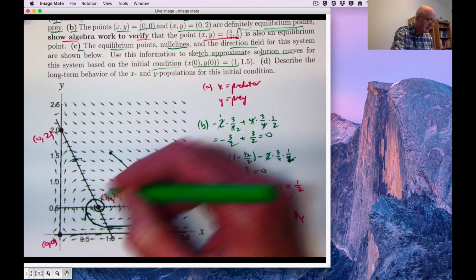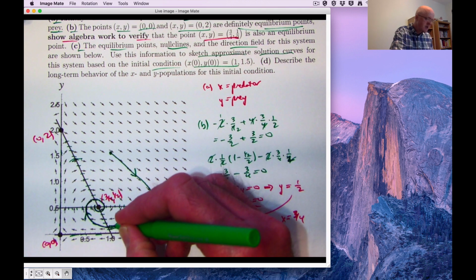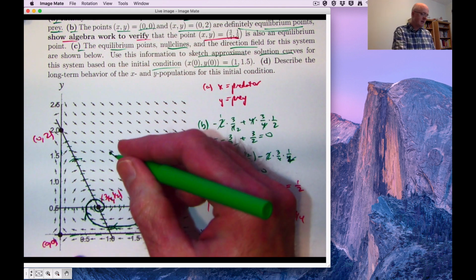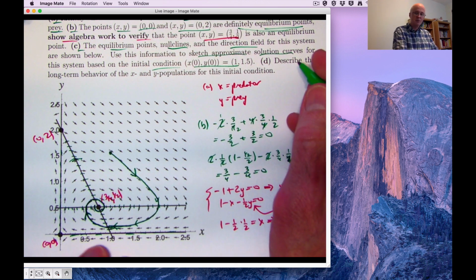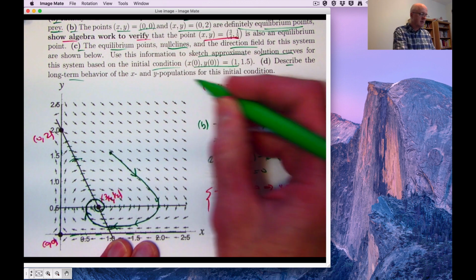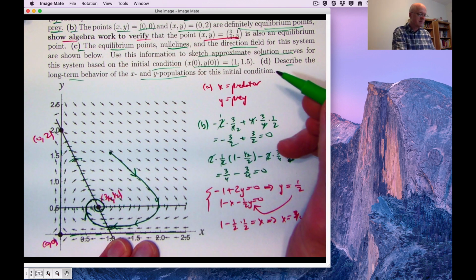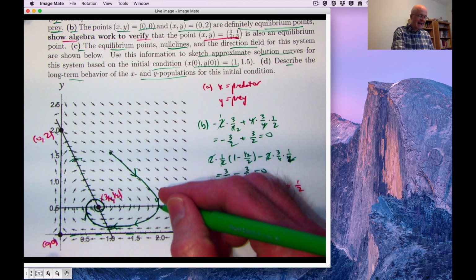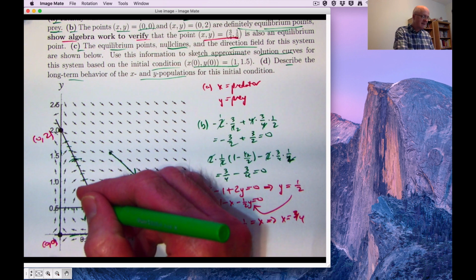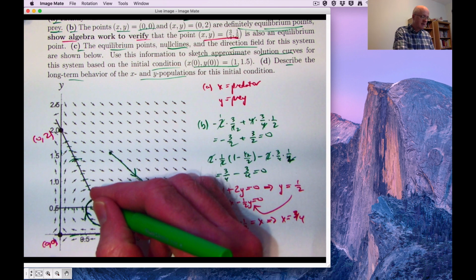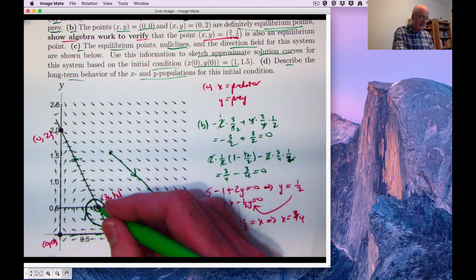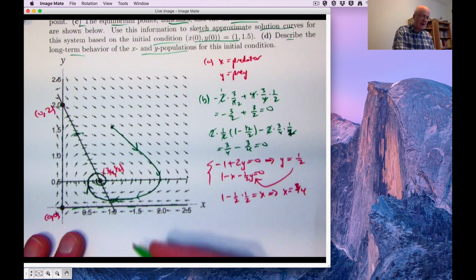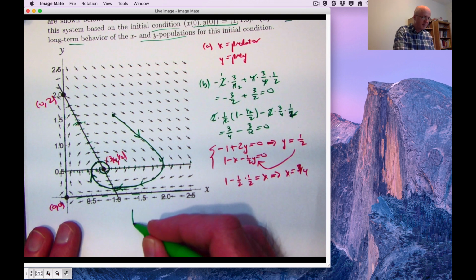It's called a sink. Draw arrows along here to indicate the direction of motion for the parametric curve as time increases. So that helps us also do part D, describe the long-term behavior of the populations as time goes by. Both the x and y coordinates are oscillating, but those oscillations are getting smaller and smaller. They're approaching this point. X is approaching, in fact, 3/4. Y is approaching 1/2.